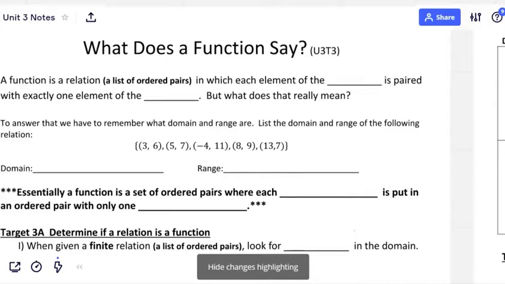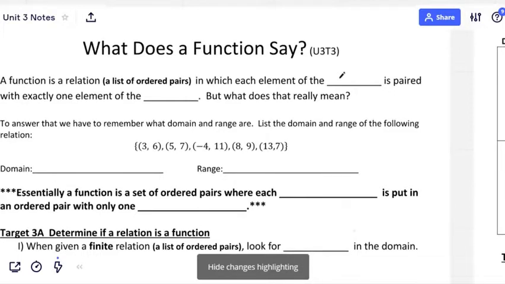A function is a relation, which is a list of ordered pairs, as we can recall, in which each element of the domain is paired with exactly one element of the range. But what does that really mean? Well, first of all, let's refresh our memory of what domain and range are.